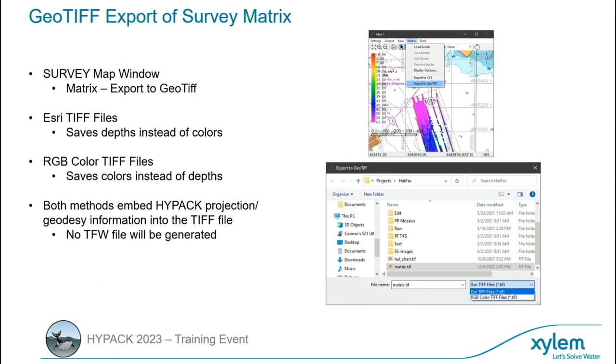So another place that we're exporting these GeoTIFFs is right outside of the survey program. So if you're in survey, you can go to your map window, and then there's a matrix dropdown. And one of the options is export to GeoTIFF, and John Marinuzzi actually made the interface for this.